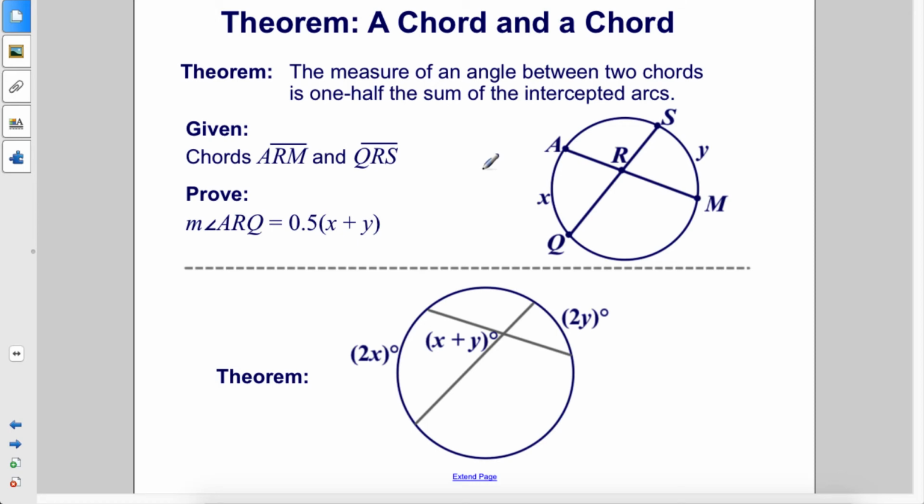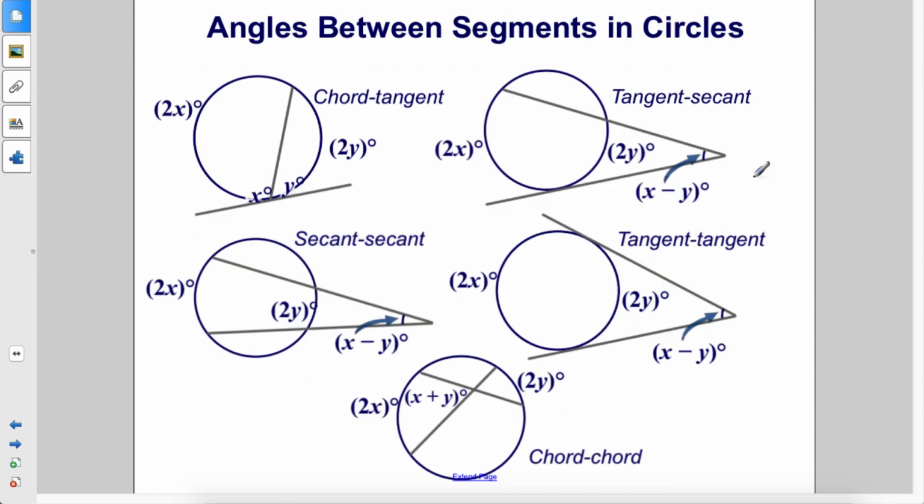Theorem, a chord and a chord. The measure of an angle between two chords is 1/2 the sum of the intercepted arcs. So given chords ARM and QRS, prove that the measure of angle ARQ here equals 1/2 times x plus y. Here's a summary of everything we just went over.